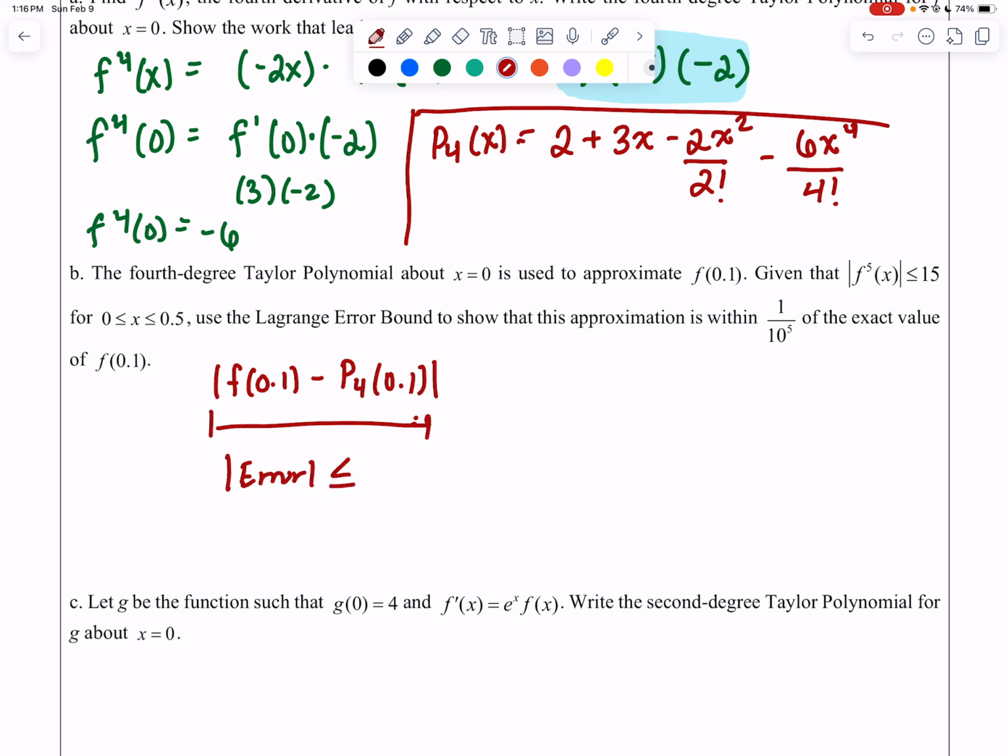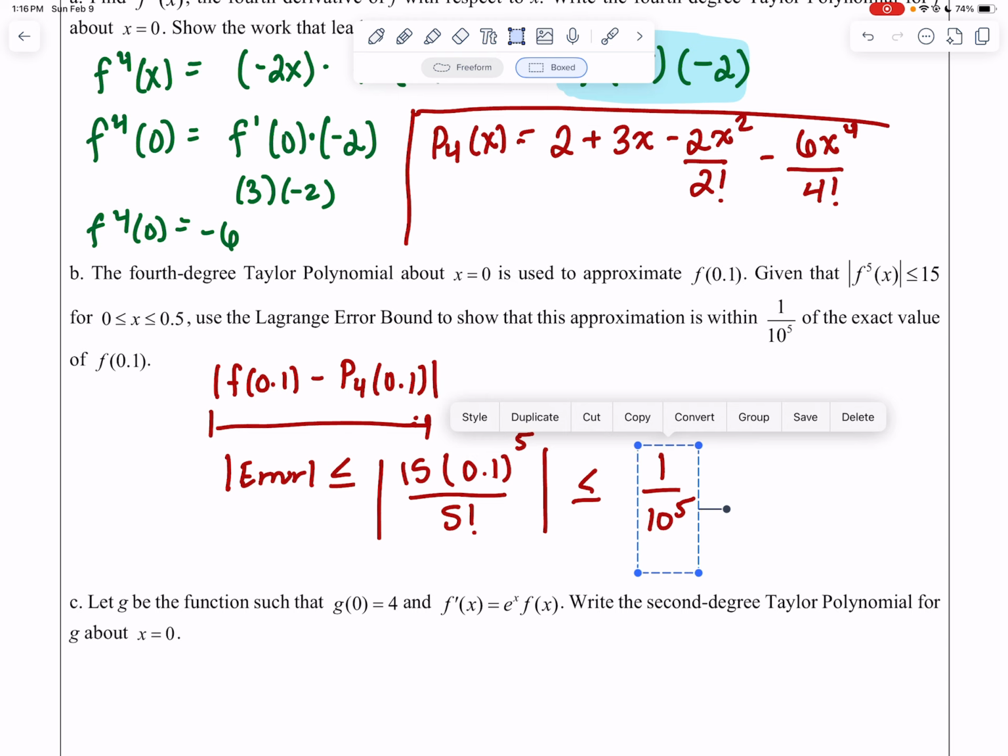That has to be less than my next derivative. In this case, we know that's going to be 15 here because it was given. And then we are approximating 0.1. And since my center is at 0, this is just going to be 0.1 to the fifth over 5 factorial. Now, we can't just jump straight from here to here, because I want to show my intermediate steps to actually verify that. That's definitely going to be less than or equal to 1 over 10 to the fifth.